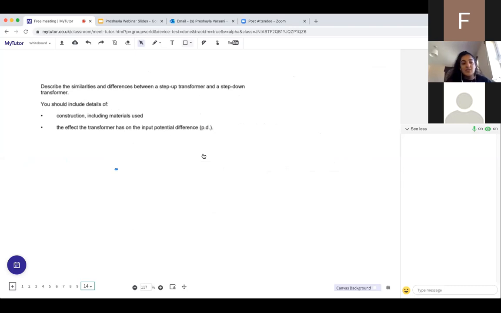Okay, so this was a 6-mark question in a recent AQA GCSE paper. So really recent, really up to date, and a good 6-marker to practice. It says, describe the similarities and differences between a step-up transformer and a step-down transformer. You should include details of construction, including the materials used, and the effect the transformer has on the input potential difference. So those are things we need to include in our answer.